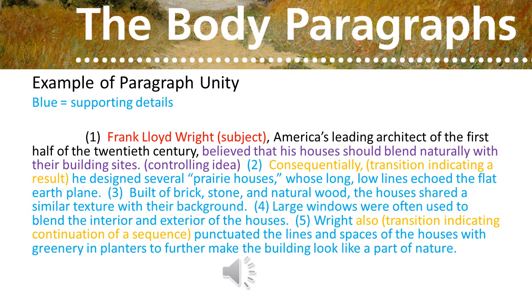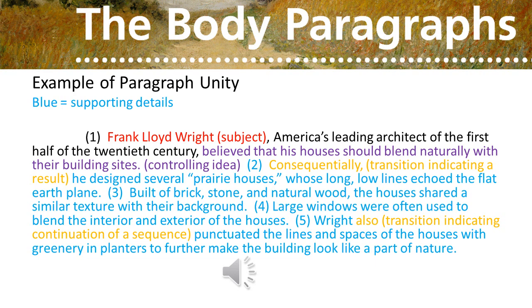So, point one. Consequently, notice the transitional expression indicating a result. Right? He wanted this, and so the result is that he designed several prairie houses whose long, low lines echoed the flat earth plain. And if you think back to the image of the house, you can always go back to the slide if you want to. That is exactly the kind of structure that we see there. It's in many respects flat. It contains a lot of low and long lines.